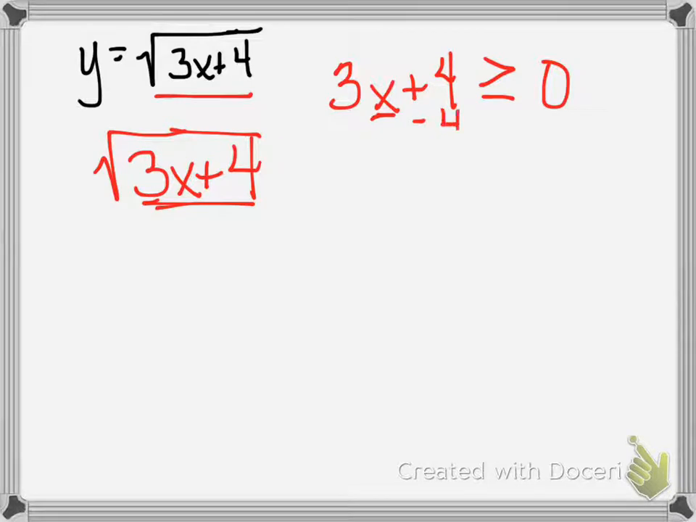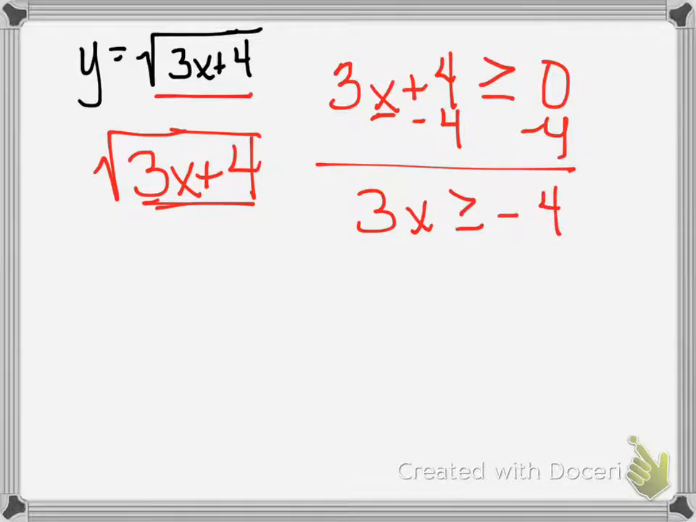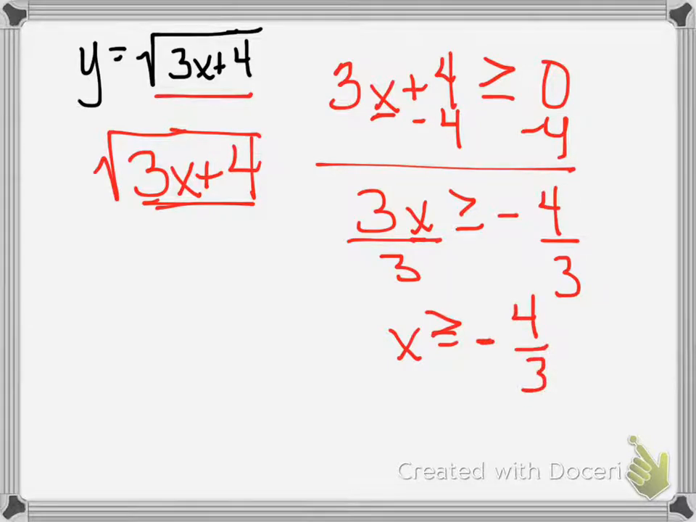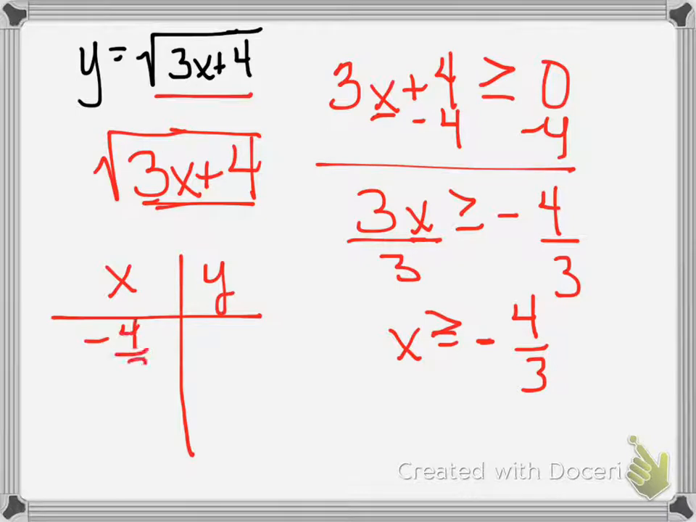So we're going to subtract 4 from both sides. We have 3x is greater than or equal to negative 4. At this point, to get x by itself, we're going to divide both sides by 3. So x is greater than or equal to negative 4/3. You could make a table now, starting with x values at negative 4/3.